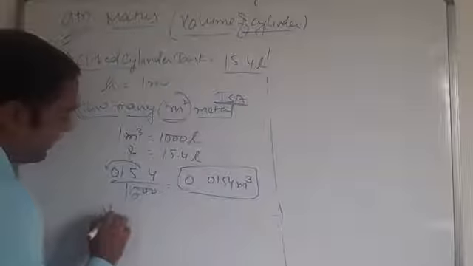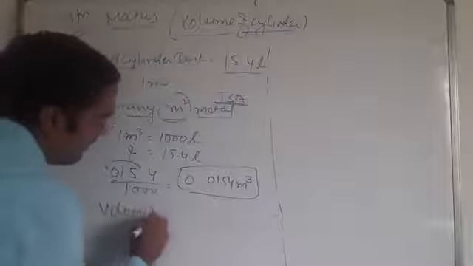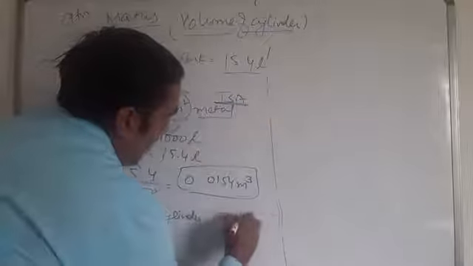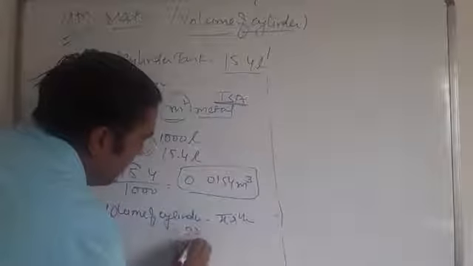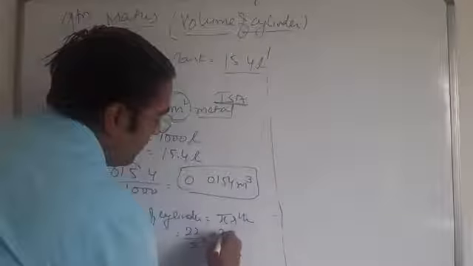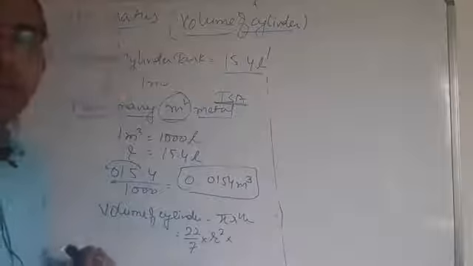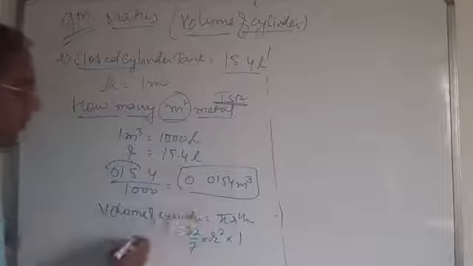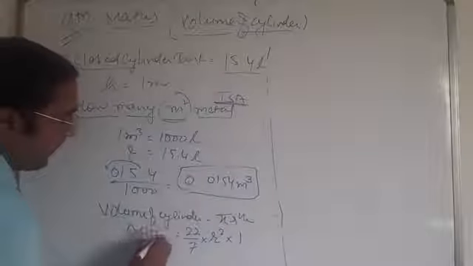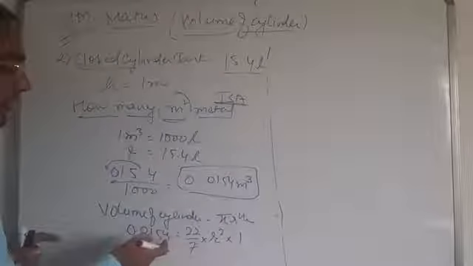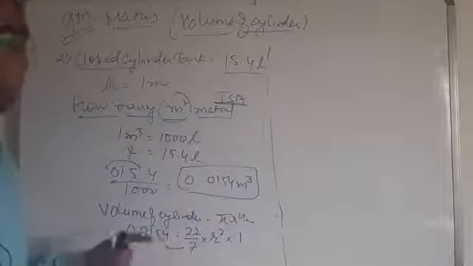So the volume of the cylinder is equal to pi r square h. I'll take the value of pi as 22/7, the radius is not given, so I take it as r, so r square, and the height of the cylinder is given as 1 meter. Now the volume is 0.0154. Now I have to multiply by 7 on the second side with the 154, because 7 is in the division.